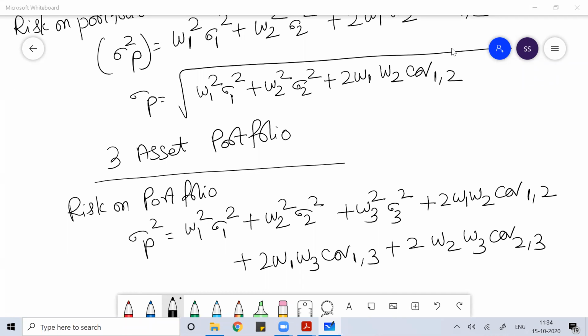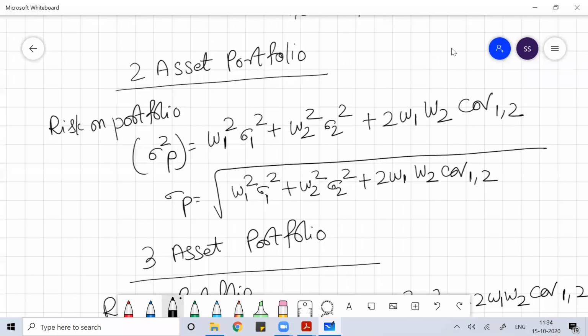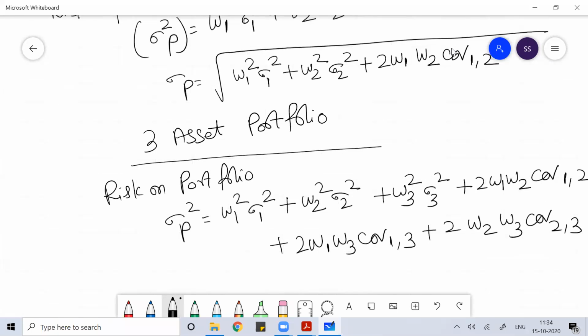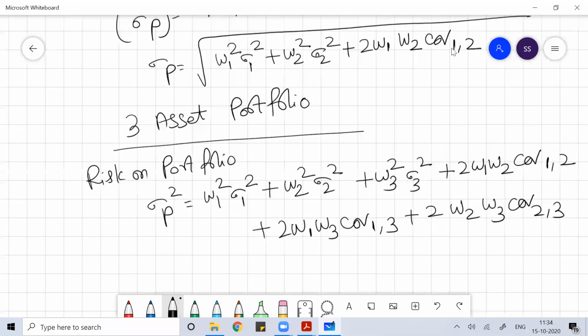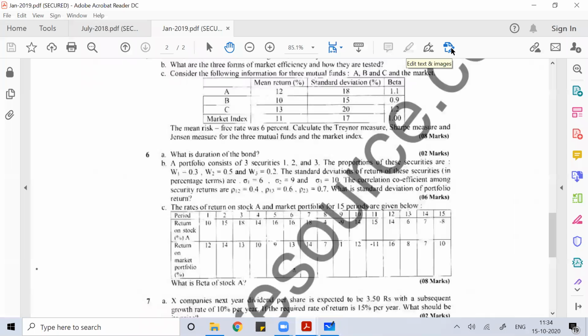We have discussed the risk and return for two-asset portfolios and for three-asset portfolios. In the exam, they will not ask you more than that. So either they'll ask you problems related to two assets or three assets. Last year, in 2019, you can see question number 6, part B, a 6-mark question came.